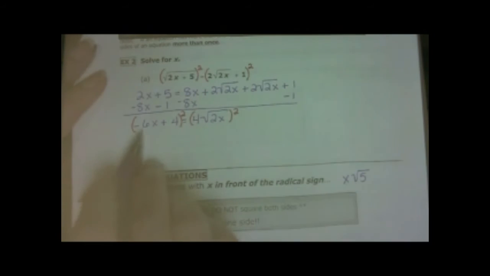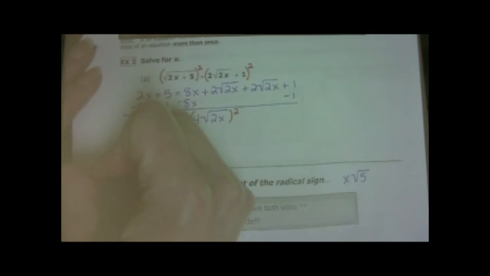When I do that over here, I've got a FOIL. So my first, negative 6x times negative 6x, is positive 36x squared. My outers is minus 24x. My inners is minus 24x. And my lasts, 4 times 4, is plus 16. And this equals, when I square this, my square root goes away. I just have 2x times 4 is 8x times 4 is 32x.